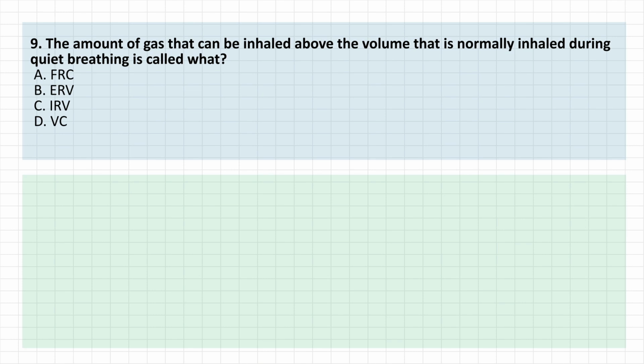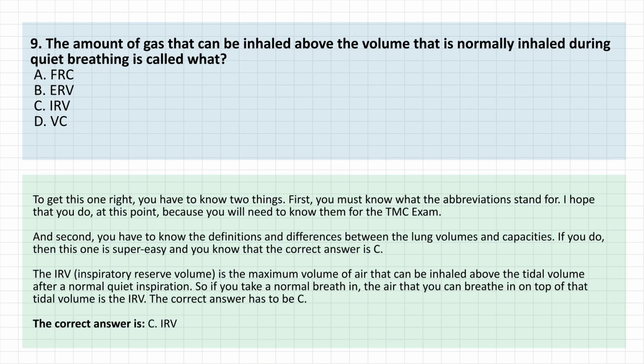9. The amount of gas that can be inhaled above the volume that is normally inhaled during quiet breathing is called what? A. FRC, B. ERV, C. IRV, D. VC. The correct answer is C. IRV. To get this one right, you have to know two things.